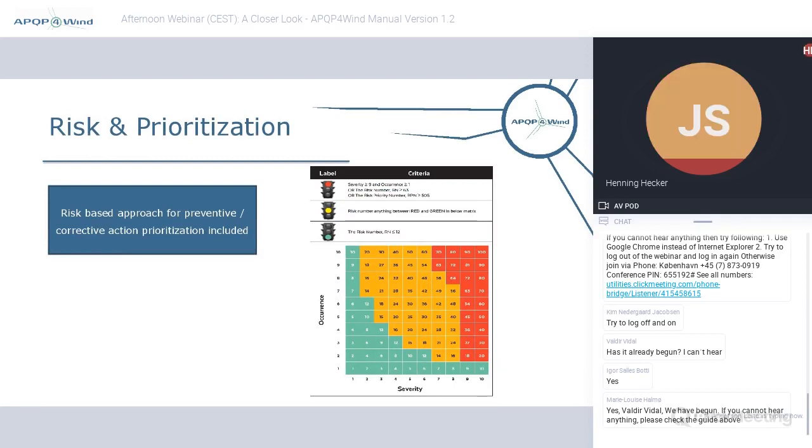Another important change that we brought in is a risk-based approach for preventive and corrective action plan in FMEA. So this portion also now we added into the manual. So this will help the company to prioritize their action plan based on the risks to improve their process.